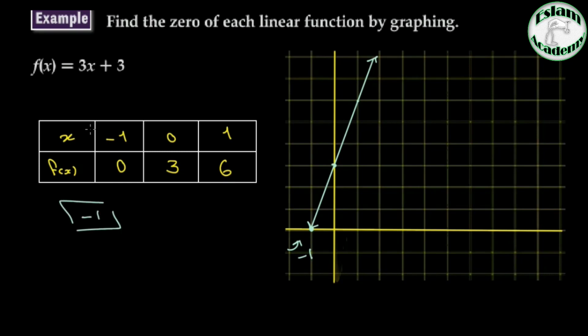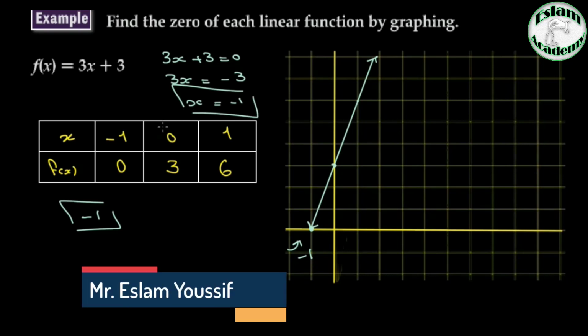You can find it algebraically if you want. We have 3x plus 3 equal to 0. So 3x is equal to -3. If you divide by 3, you will find that x is equal to -1. So algebraically or graphically, you will find the same answer.